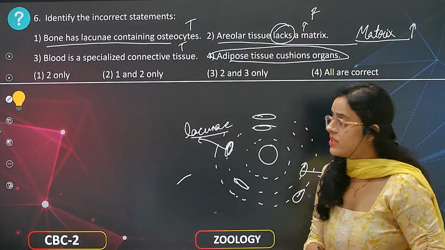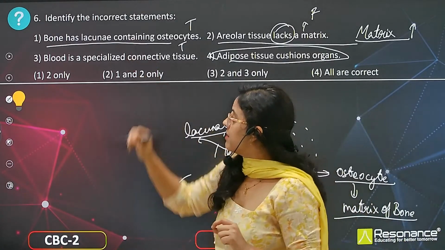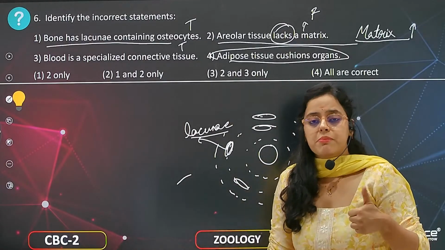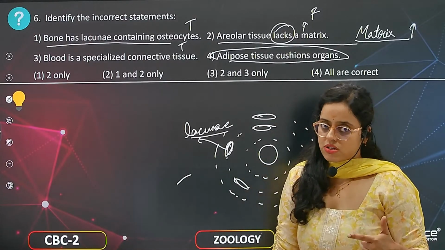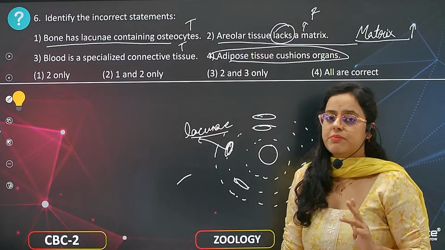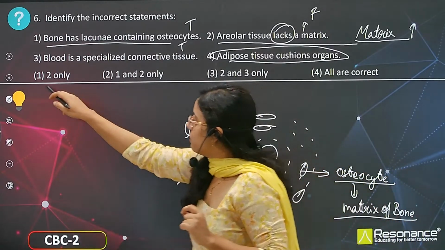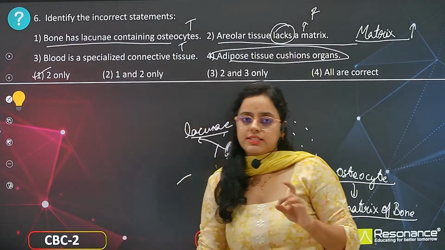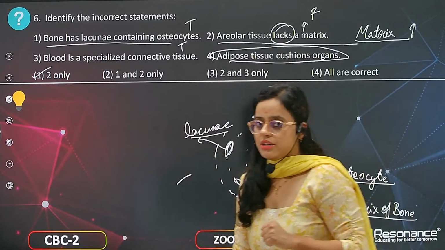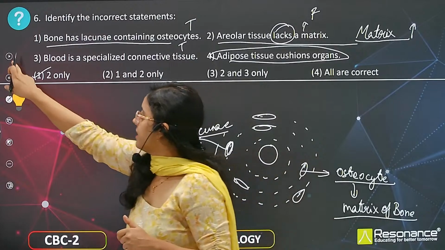So what is your answer? Here the incorrect statement has to be identified. Statement 1 is correct, statement 2 is false, statement 3 is correct, and statement 4 is correct. So statement 2 is incorrect. So the first option, 2 only, is the correct answer, which means it is a false statement.